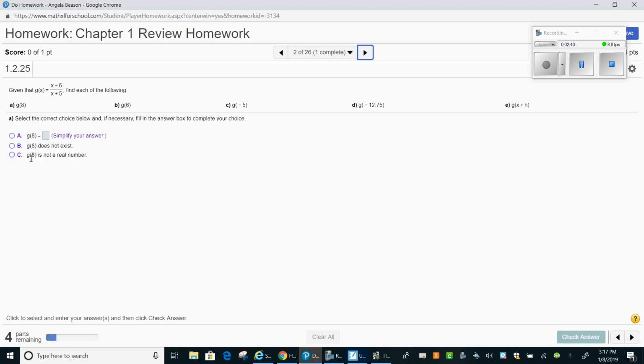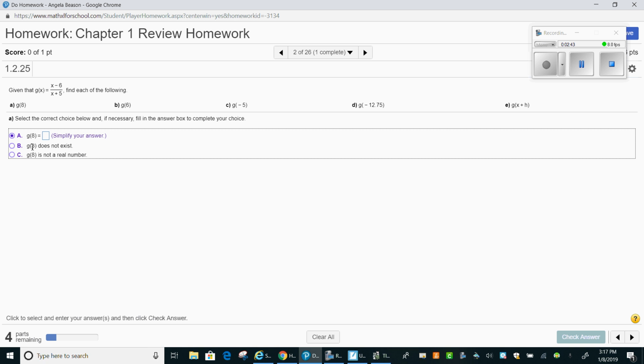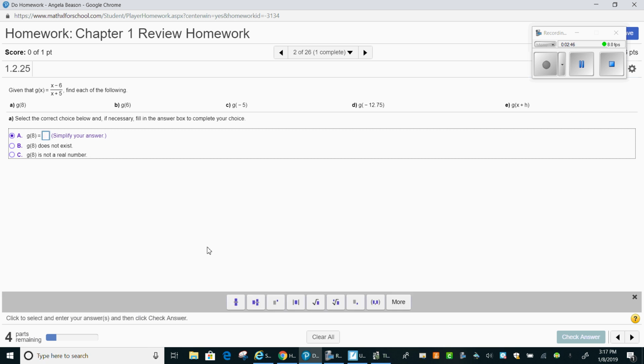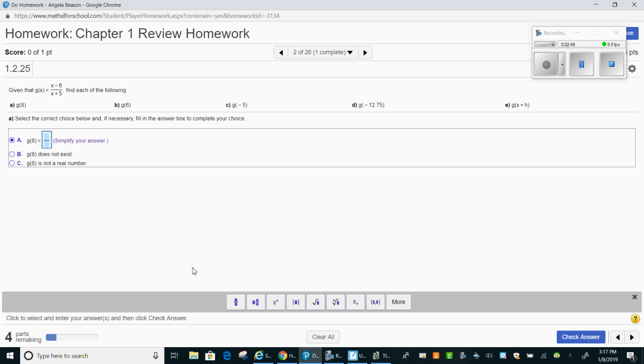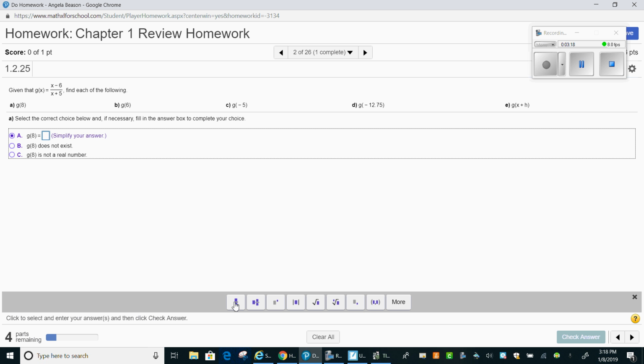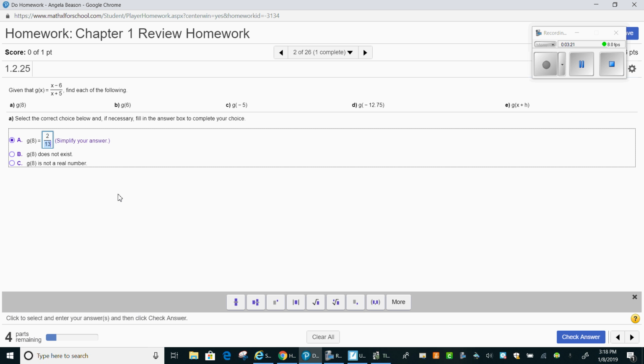So my answer for this one, it's got an answer. My choices are does not exist, it's not a real number, but it does exist. I'm going to choose this button here, which is a fraction. On the top, I'm going to put 2, and on the bottom, put 13. Whoops, it didn't take the 2. Once again, 2 over 13. This is probably what happens when y'all start typing on it and it won't take your answers the right way. I need the 2 to go away. Okay, 2 over 13. There we go.